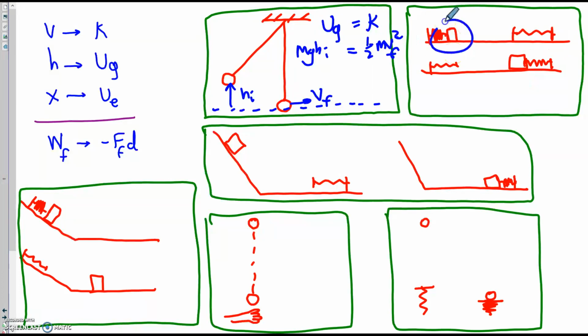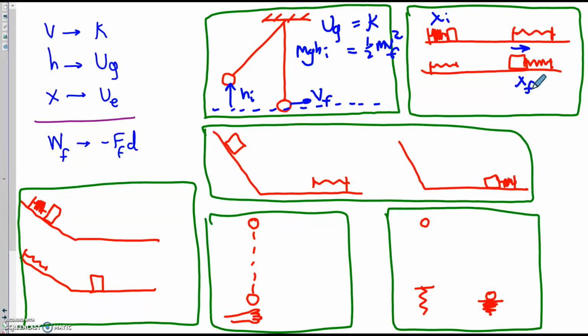So what do we start with? We run through the checklist. There's no speed. There's no height. It's not above the ground. And what about compression of a spring? Yes, there's compression. So we start with compression, X initial. It's how far in we've pushed that spring. Then it rolls across, and at this final moment, there's no speed because that's the farthest it compresses the spring. There's no height, the block isn't up off the ground, but there is compression of the other spring. So we have some compression, X final.